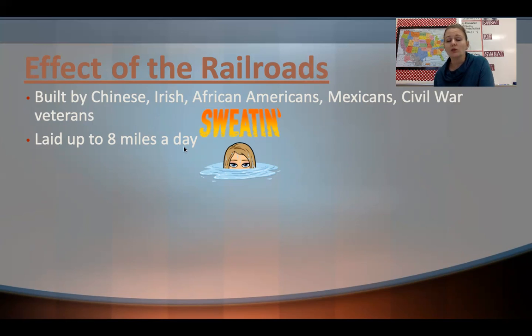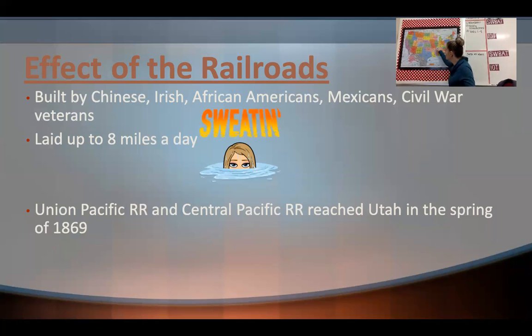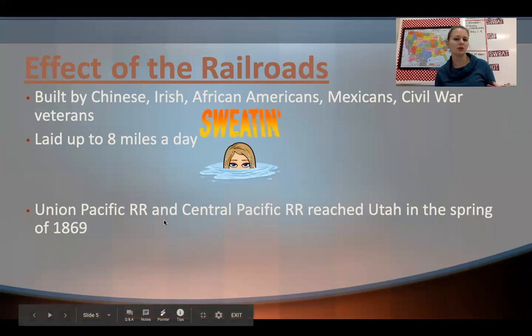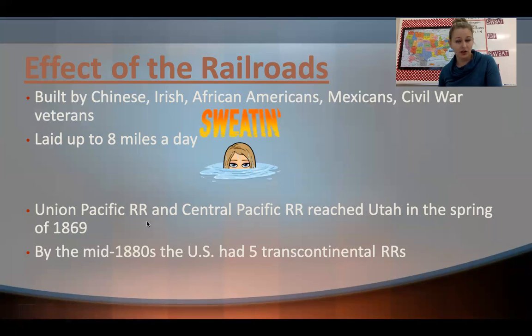So they were out working day after day after day, laying those tracks across the entire country, up to 8 miles a day. The Union Pacific Railroad and then the Central Pacific Railroad were finally going to meet each other in Utah in the spring of 1869, giving us a transcontinental railroad. This is the United States here. We're going all the way across the United States now. That is huge in terms of transportation and being able to get resources in places. By the mid 1880s, we had 5 different transcontinental railroads.